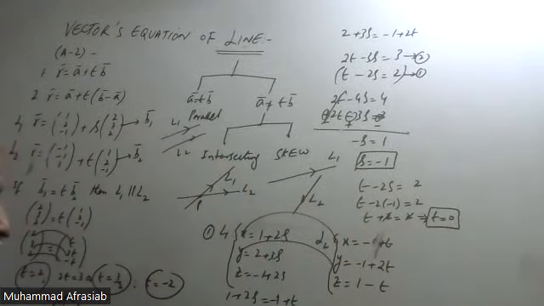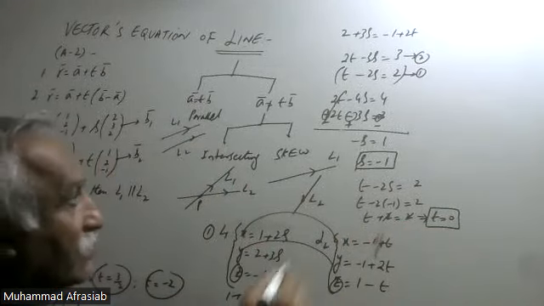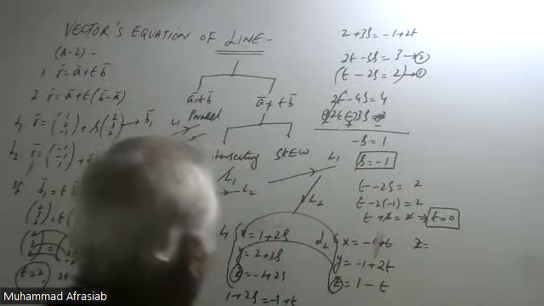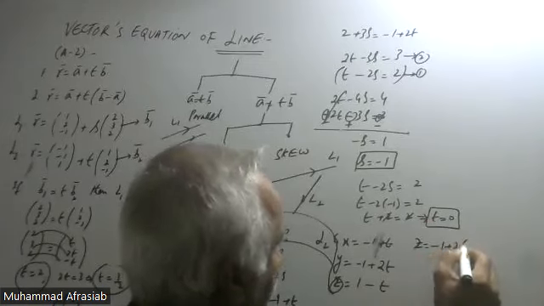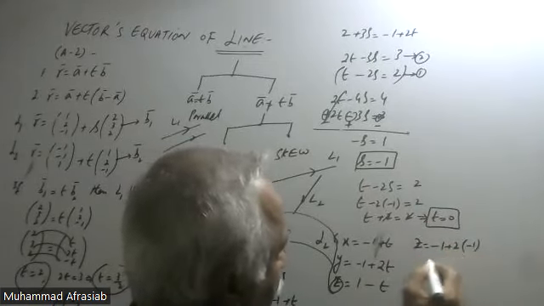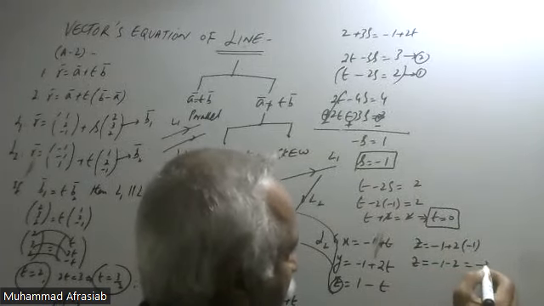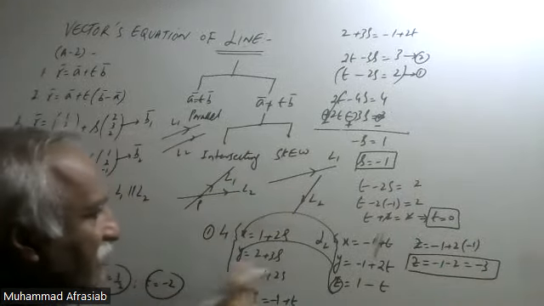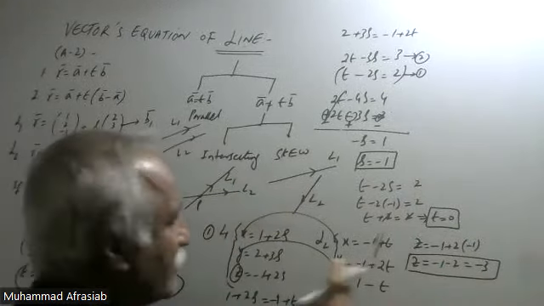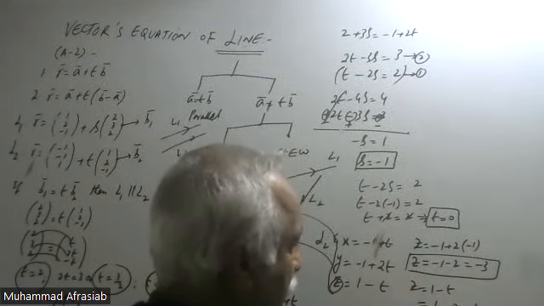Now we check the third coordinate, z, for both lines. So the z coordinate for L1 is -1 plus 2s, and the s value is -1. So this value of z is equal to -1 minus 2, and that is equal to -3. Then for L2, the z coordinate is equal to 1 minus t, and that is equal to 1 minus 0, which is equal to 1. So z is equal to 1.